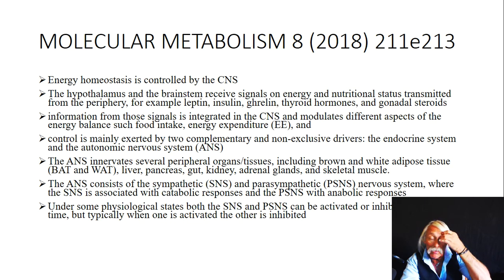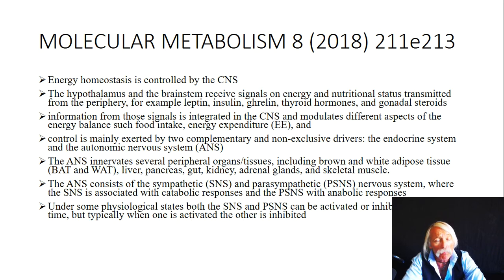All right, now take a look at a paper that was published in Molecular Metabolism, one of my more favorite journals, newer journals these days. Came out just recently in 2018. Okay, let's take a look at this. Energy homeostasis is, of course, controlled by the central nervous system. Your brain is the thing functioning that controls energy homeostasis. I don't think that's anybody's surprise.